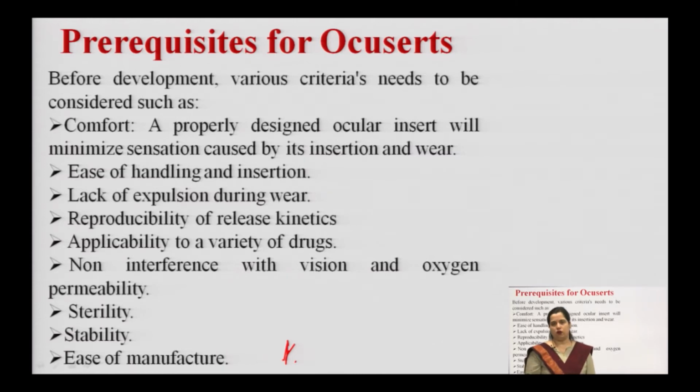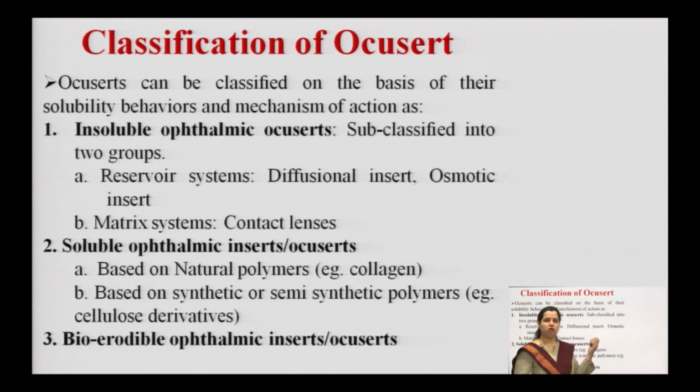Applicability to a variety of drugs. A variety of drugs can be inserted through these OcuSerts and administered for ocular delivery. Non-interference with vision and oxygen permeability. There is no interference as it is put into the cul-de-sac part, so no such vision interference is there. It is a sterilized preparation and stable, and it is easily manufactured as it was developed in 1975 only. Since then, a variety of approaches have come to manufacture these OcuSerts.